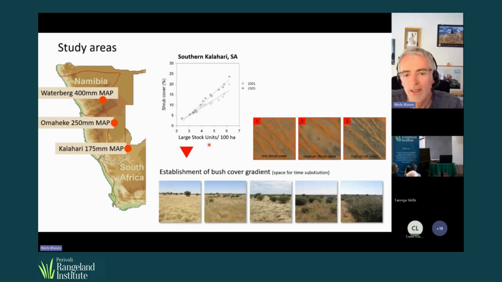All right, we did these samples on the same sites repeatedly in 2001, 2005, 2009, and 2011. And you can see that this relationship remains, but the responses here are quite strong in the areas with high stocking rates, right?